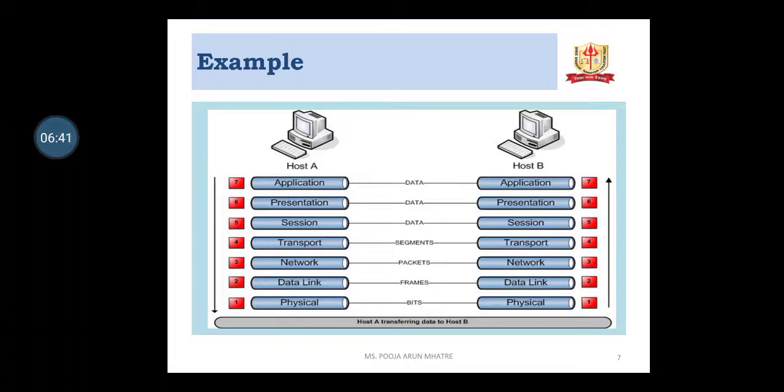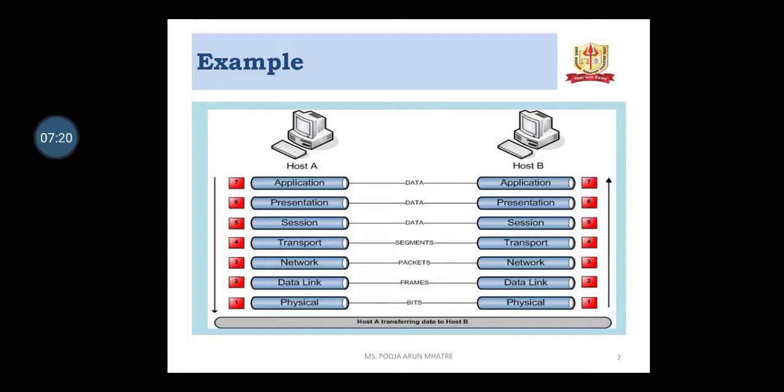The transport layer converts the data into segments. Then the transport layer sends the segments to the network layer. The network layer converts the segments into packets. Then those packets are sent to the data link layer. The data link layer converts the packets into frames, and those frames are sent to the physical layer. Then the physical layer collects the frames and converts them into bits, and those bits are transferred through the physical path to the receiver.